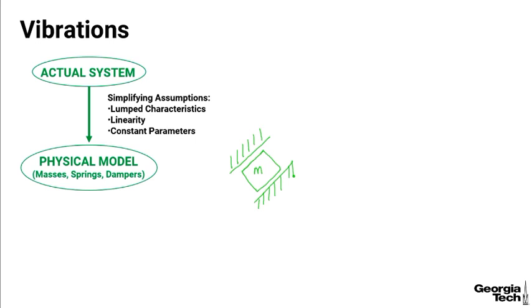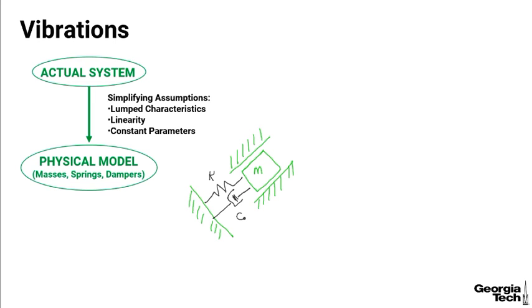I'm going to go ahead and add a linear spring with a spring constant K. And I'm going to include the damping action. There's some damping there that's going to dissipate some of the energy. So I'll include a damper as well in my model, and it has a damping constant C.